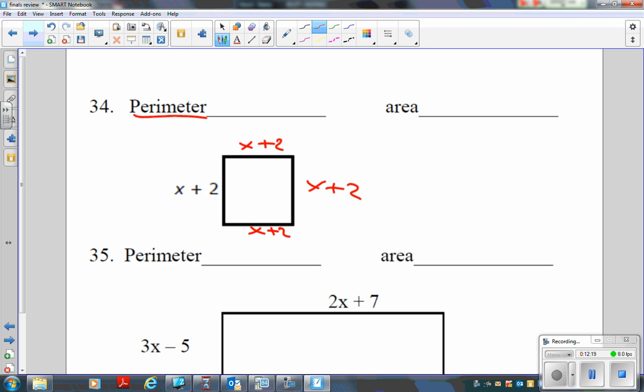If I want the perimeter, I just add them all together. These x's need a number, so I'll pop a 1 right there. Once I add them all together, this is 4x plus 8.